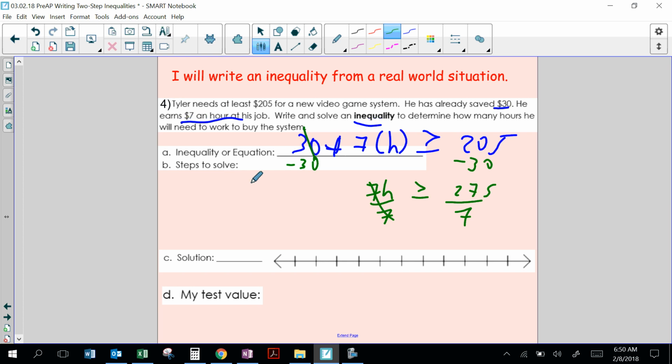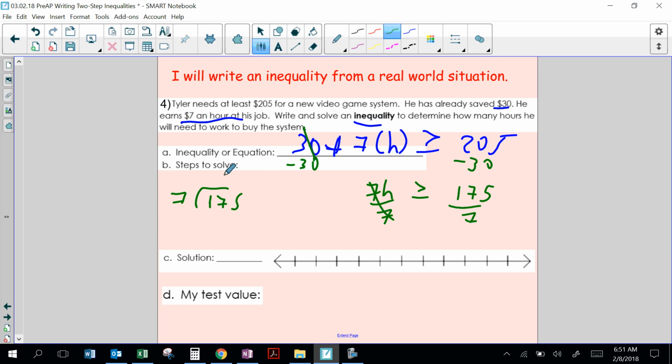It cancels. Stop, stop, stop. How embarrassing. I don't know if you caught this. 5 minus 0 is 5. 20 minus 3 is 17. So we divide by 7 on both sides. So it's 175 divided by 7.